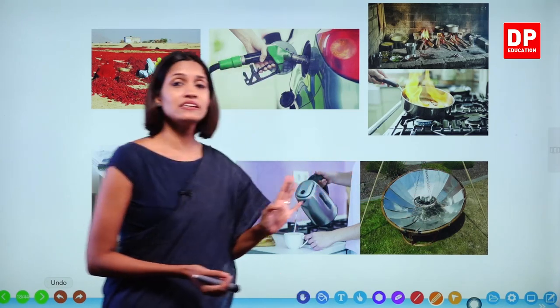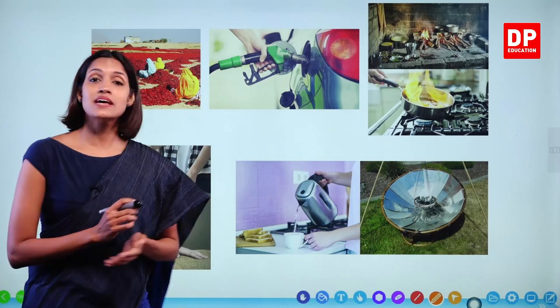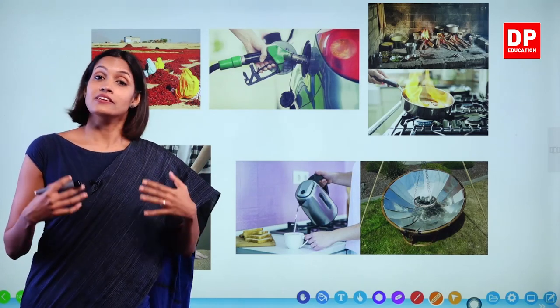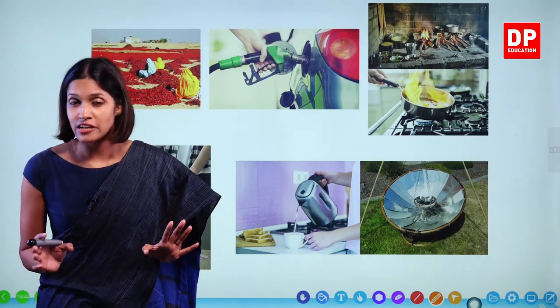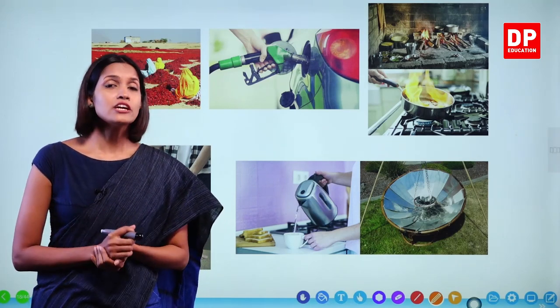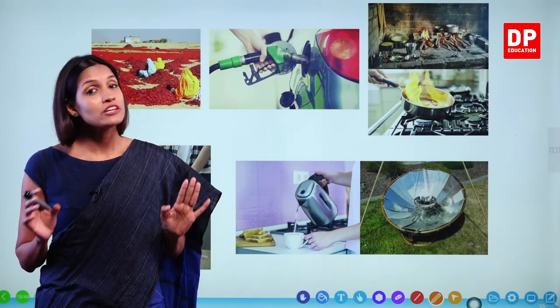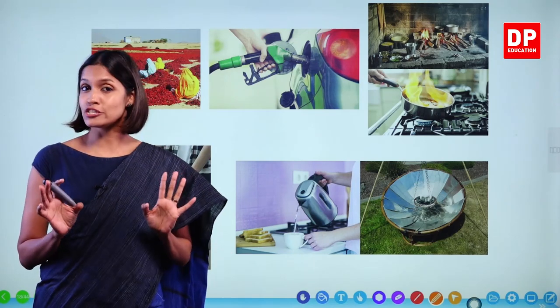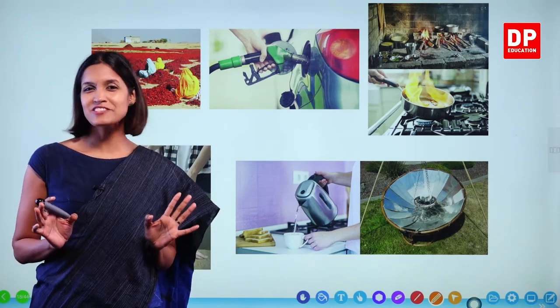So it's very clear by looking at all these examples that we need energy to do our day-to-day activities. We can't do any activity without energy, right? So we get energy from different types of energy sources. I hope this part is very clear now.